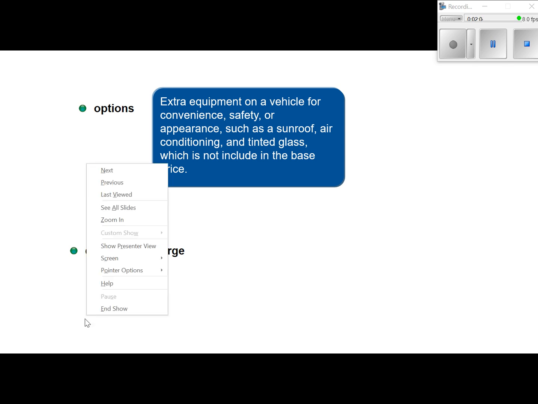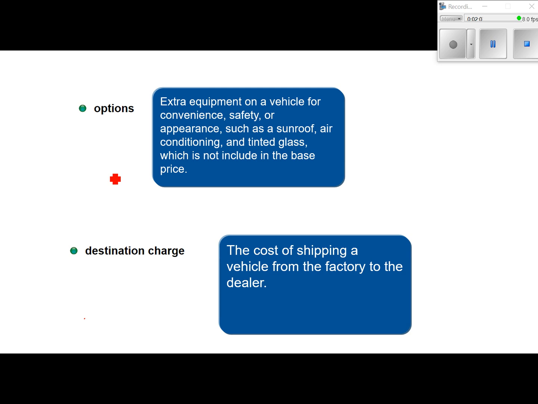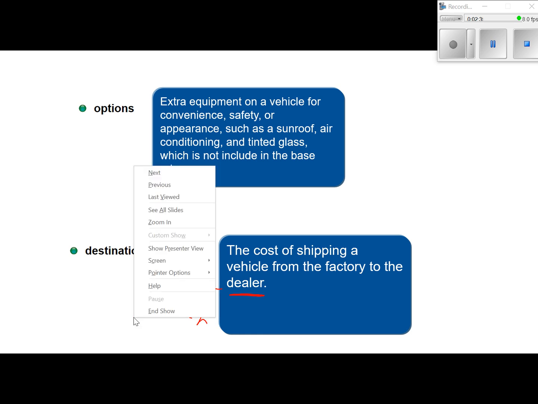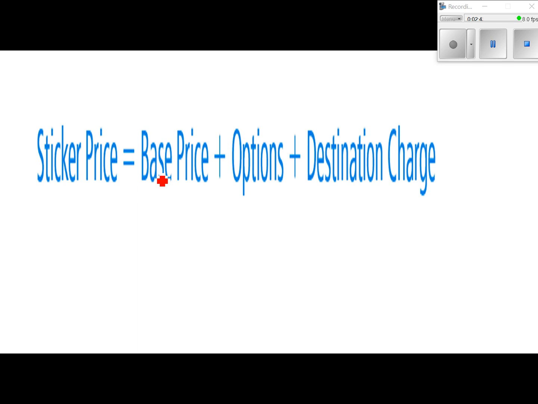Destination charge. Destination charge is the cost of shipping a vehicle from the factory to the dealer, and the dealer pays that. So the dealer pays it, but then they're going to charge you for it. So actually the buyer ends up paying that. So if they get charged $500 from the factory to ship the car to them, they're just going to add that into the cost of the car for you. Again, sticker price equals base price plus the options plus the destination charge. That's the formula.